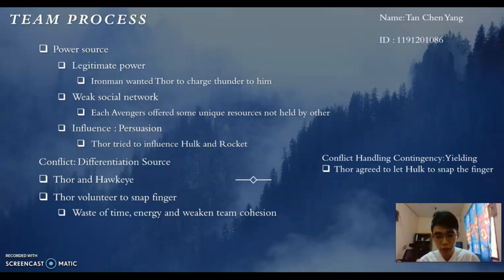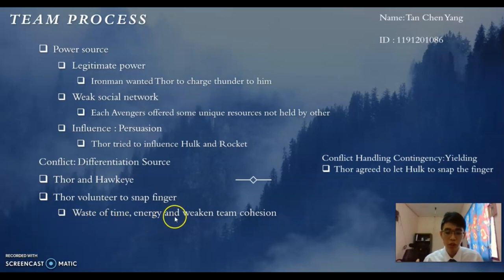Conflict can also be found where Thor volunteered to snap his finger. Here we can conclude that Thor volunteered because he thinks he is the best or strongest Avengers member. But the other members and Iron Man tried to convince him because his body status was not ready for that. So there is some waste of time and energy here, and it can weaken the team cohesion.